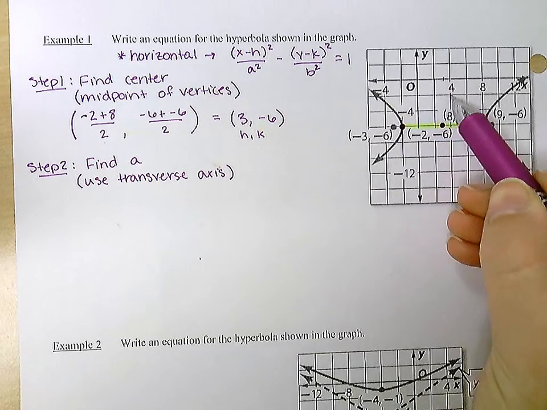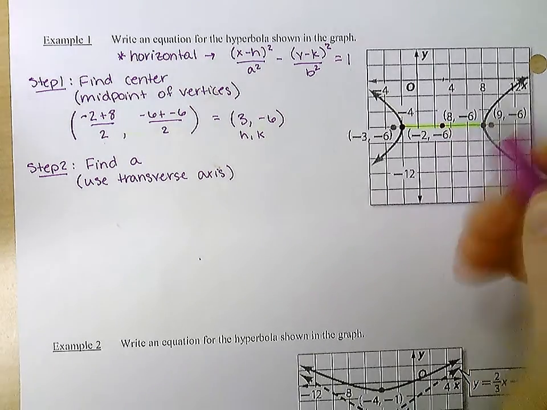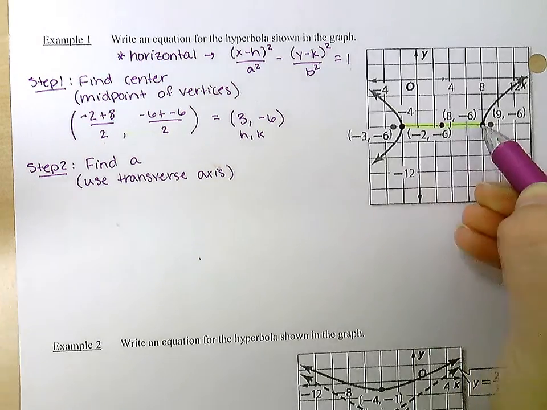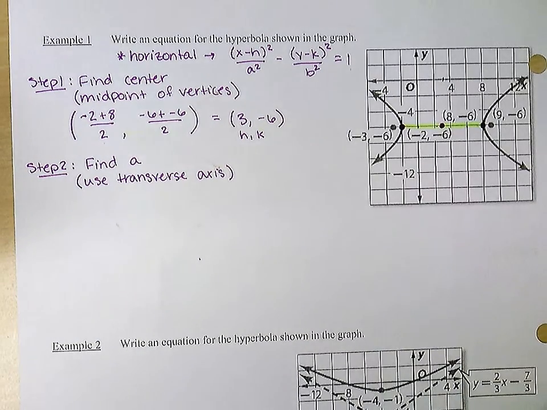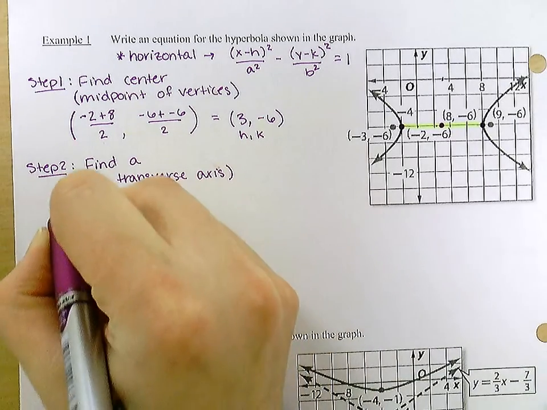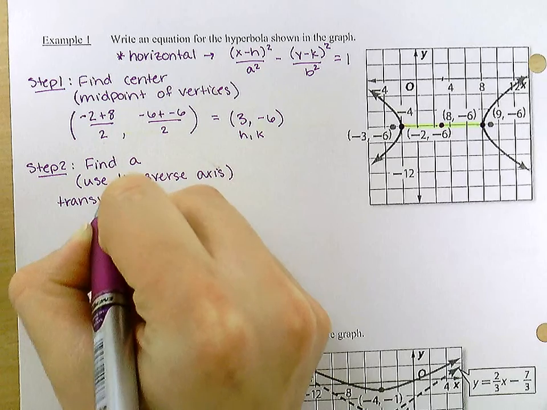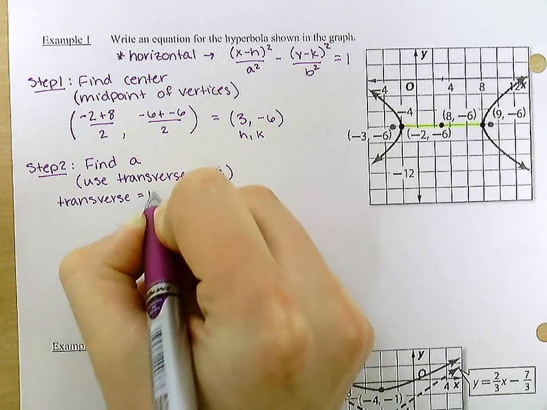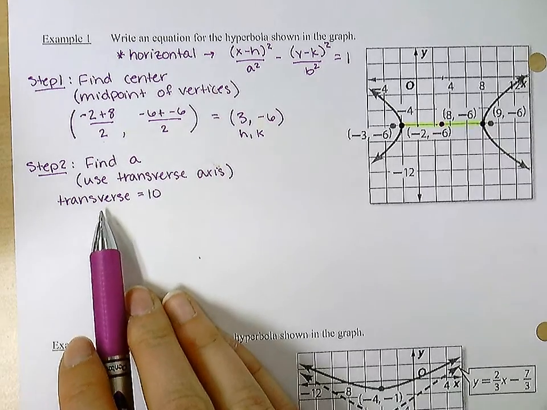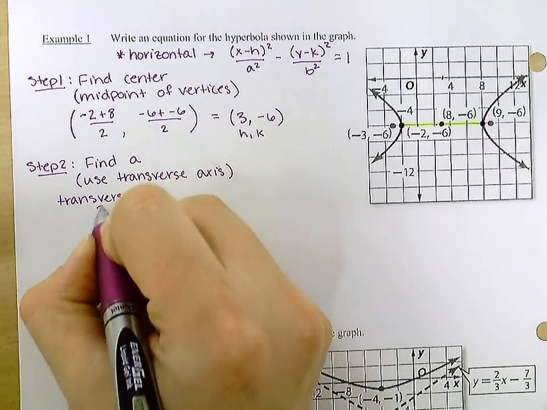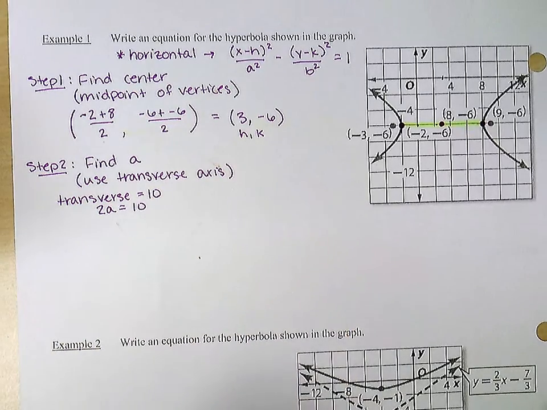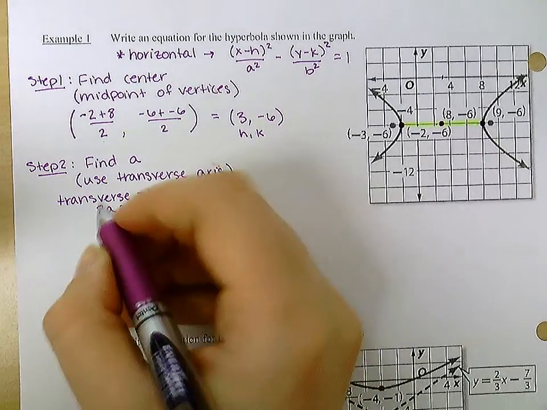Okay, each of these goes up by 2. Keep that in mind. So we have 2, 4, 6, 8, 10. So your transverse axis is 10 units. Now your transverse axis is also equal to 2a. So we have 2a is equal to 10, and we just have to divide that by 2 to get that a value.